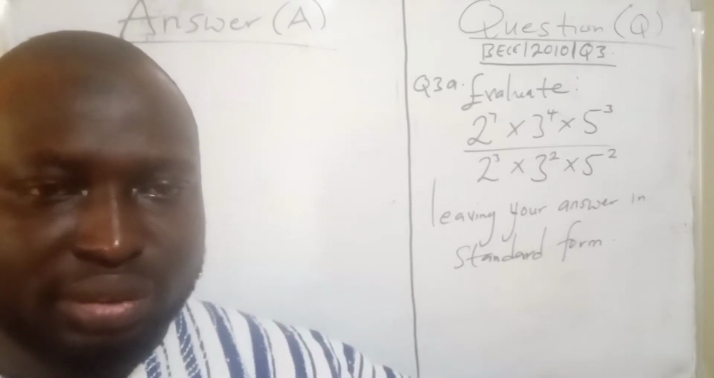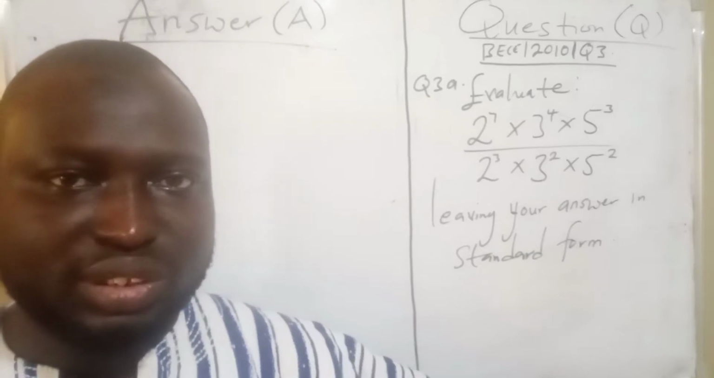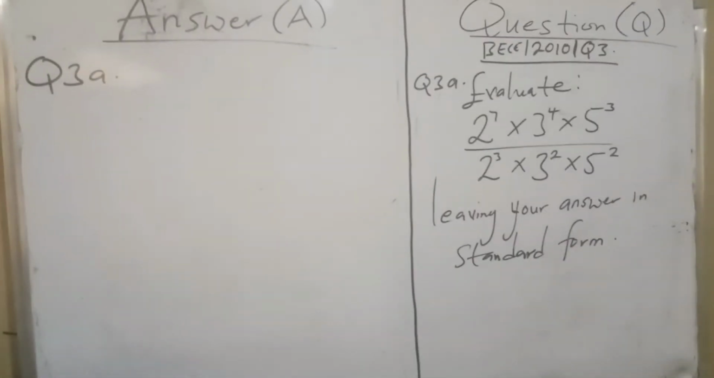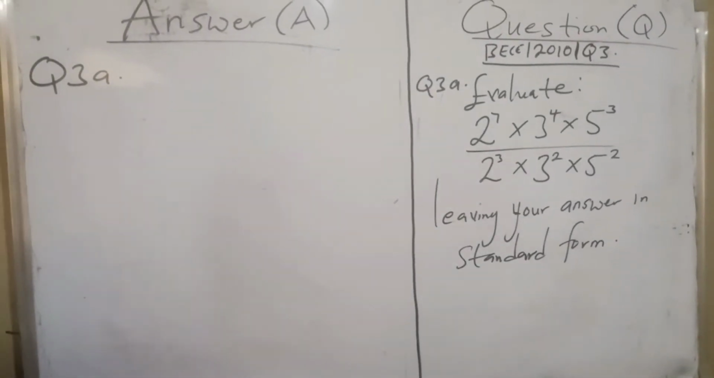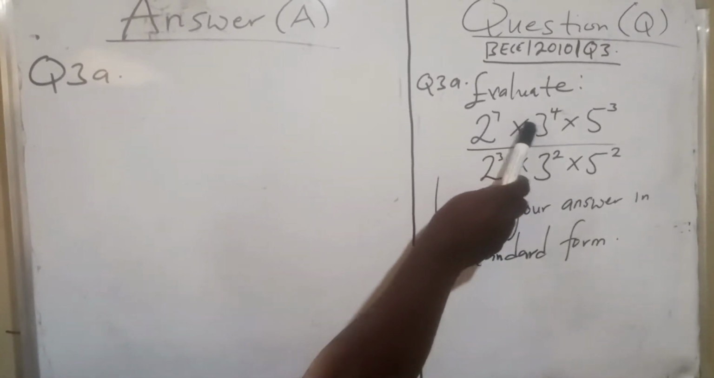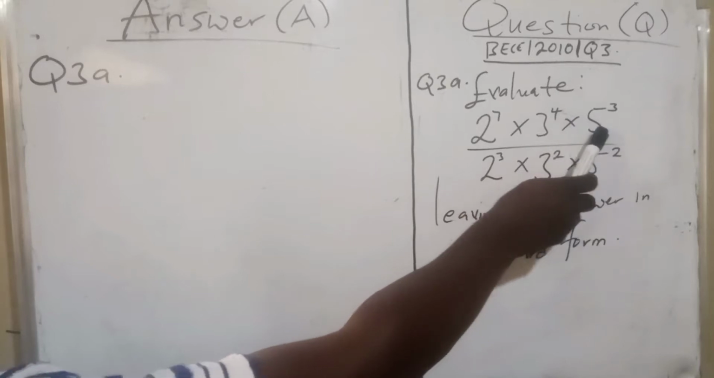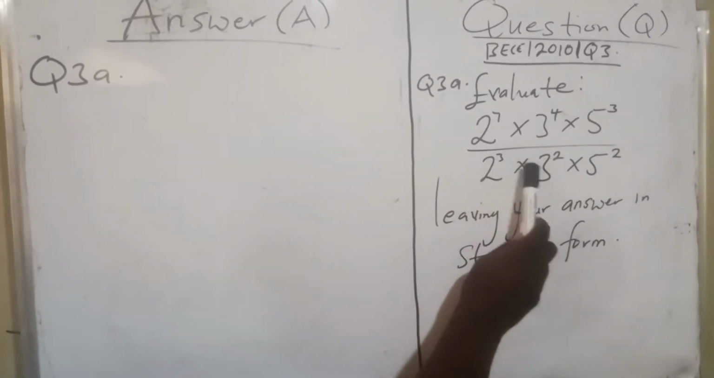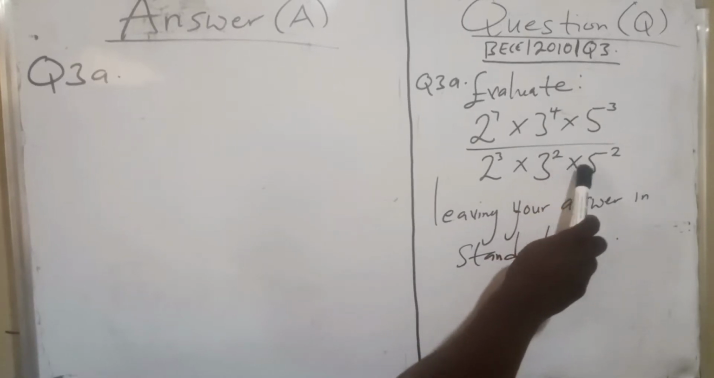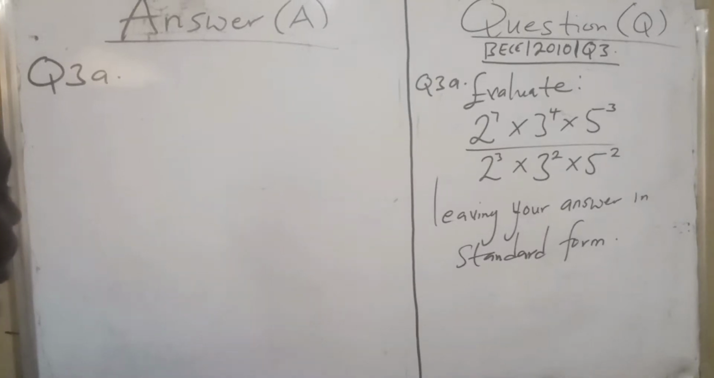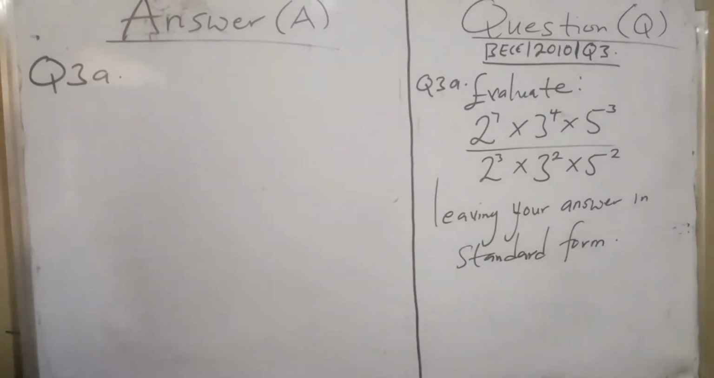In today's tutorial, we are going to look at BECE 2010 question 3. So let's get to the board. This is BECE 2010 question 3A. We are asked to evaluate 2 exponent 7 times 3 exponent 4 times 5 exponent 3 all over 2 exponent 3 times 3 exponent 2 times 5 exponent 2, leaving our answer in standard form. So let's see how we can answer this question.